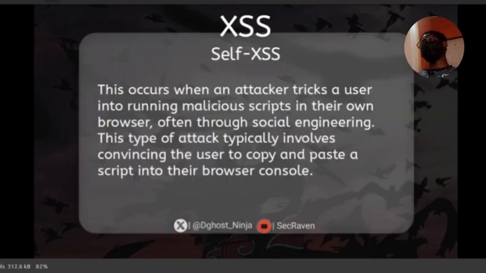Next, we have the self XSS. This one is mostly done on your own side of the website, let's say you open the source code of a website. So let me just go into the definition. This occurs when an attacker tricks a user into running malicious scripts in their own browser, often through social engineering. This type of attack typically involves convincing the user to copy and paste scripts into their browser console. That's how a self XSS works, on the victim's side of the browser.